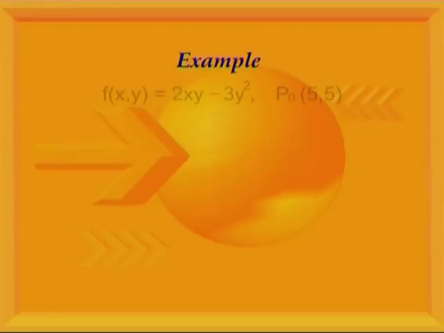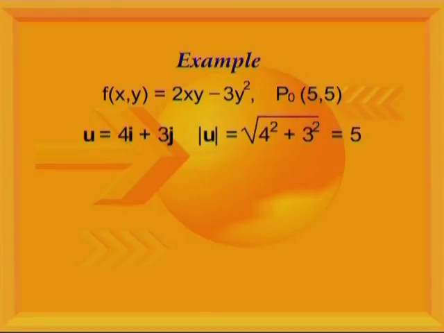In the example, we have a function f(x, y) equal to 2xy minus 3y squared, and the point is P0, whose coordinates are (5, 5). We want to find the directional derivative of this function at this point in the direction of the vector u, which is equal to 4i plus 3j.